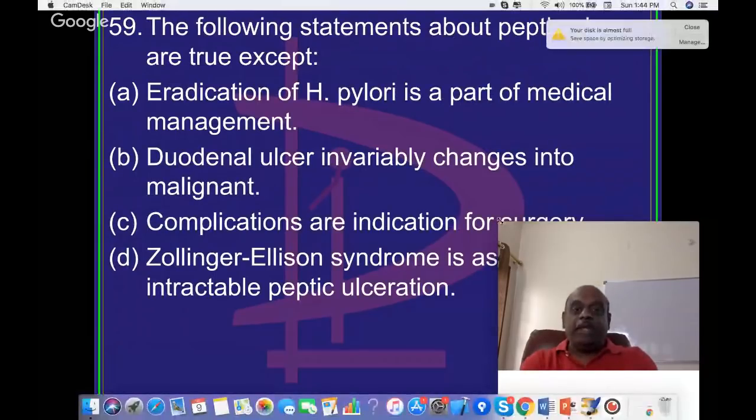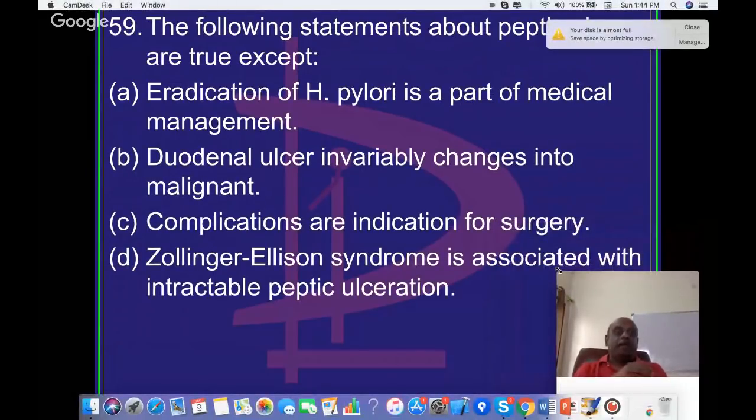Now, coming to the peptic ulcer, eradication of H. pylori is a part of your strategy. Complications are very much an indication for surgery. Then Zollinger Ellison means an intractable peptic ulceration, which is very recurrent in spite of pumping a lot of proton pump inhibitors. Now, coming to gastric ulcer versus duodenal ulcer, duodenal ulcer has no malignant tendency, but gastric ulcer can become a gastric carcinoma, is what you have to remember.